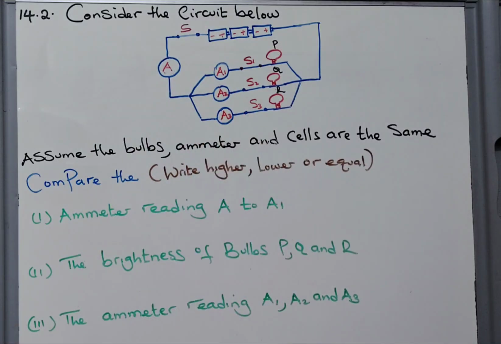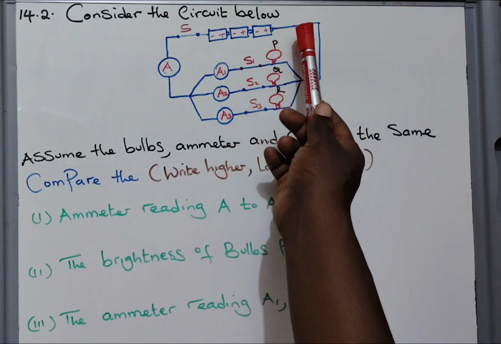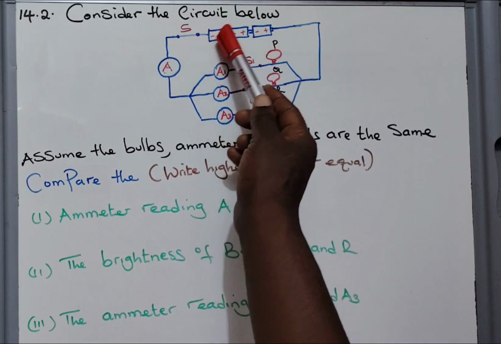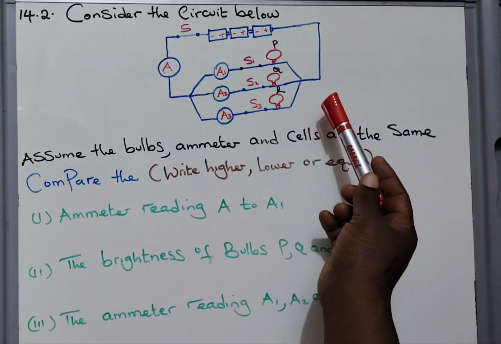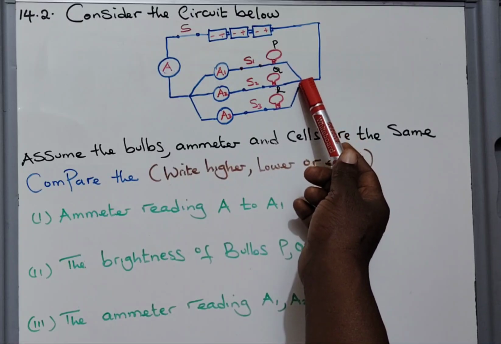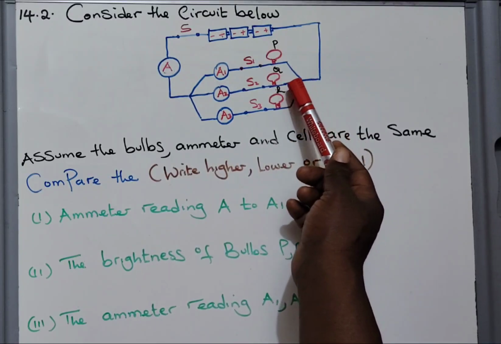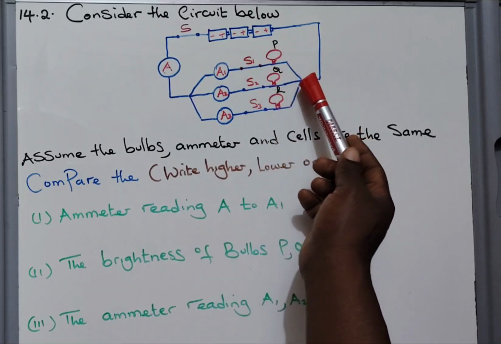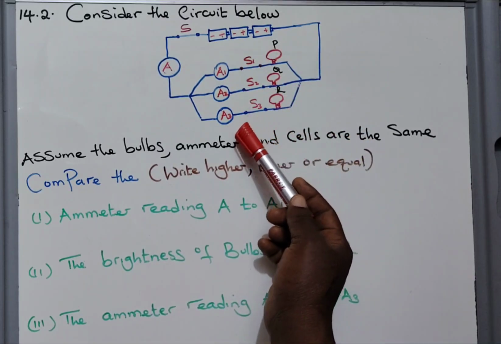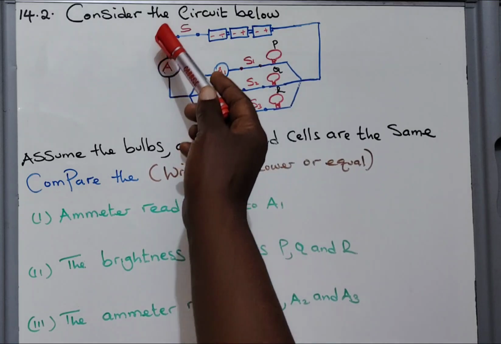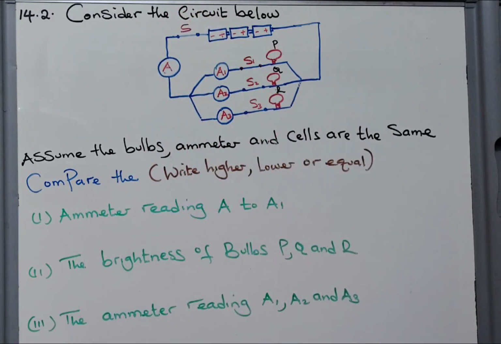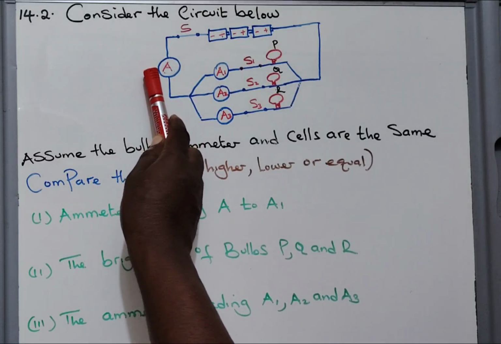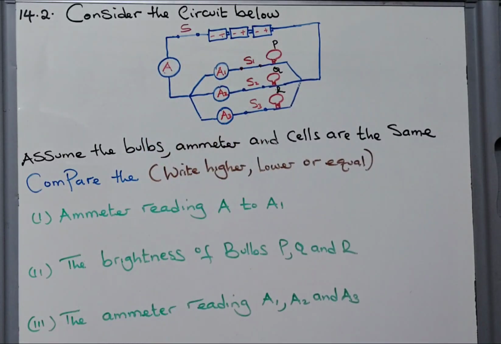To answer this question, this is what you have to know. When current flows in this circuit and reaches this junction, what happens? It divides into 3 routes. Some passes here, another passes here, another passes here. When it reaches here, it recombines and goes through A. So it's obvious that A will have a bigger reading compared to these ones. So what is the answer? Higher.